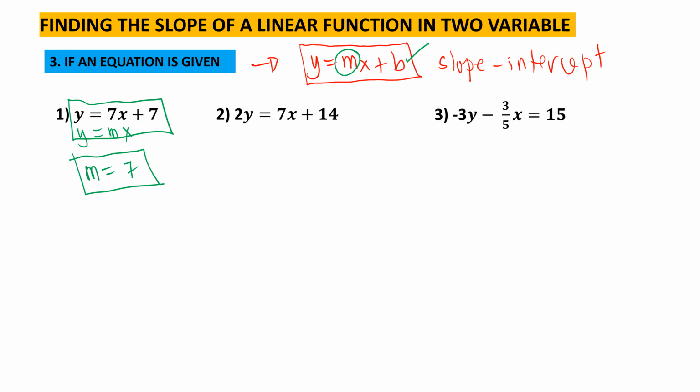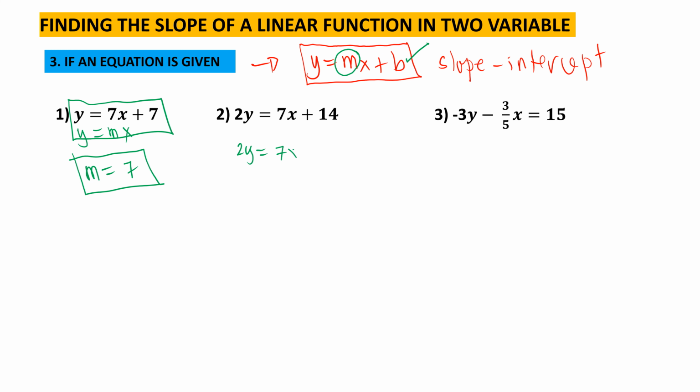And then number 2, remember that we cannot get the slope in here as 7. Why? Because the 2 is with the y. And we can only get the slope if the y is alone. When we say y is alone, with that positive 1. So therefore, what shall we do?